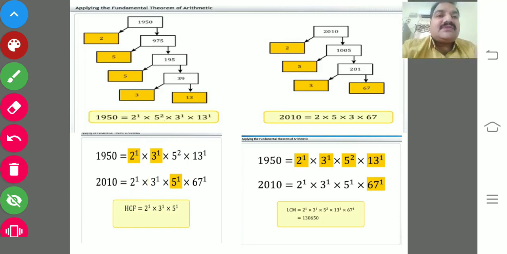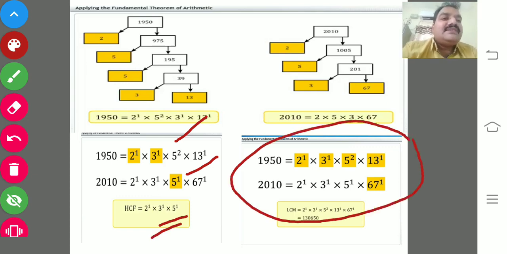The problem is with 5 square and 5 power 1. So 5 power 1 is the lower power, that's what you take. Suppose it is an LCM case, the highest power you have to take, 5 square. So that is different. So for finding the HCF, the primes should be common.